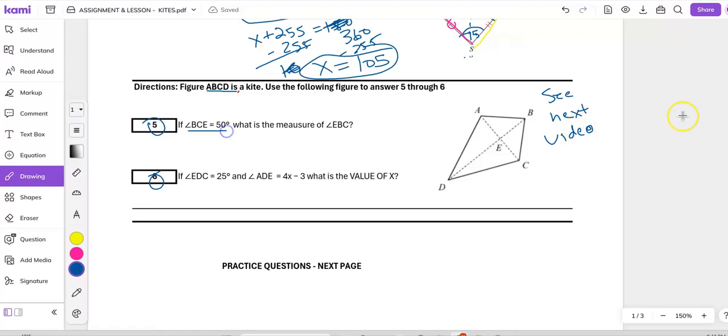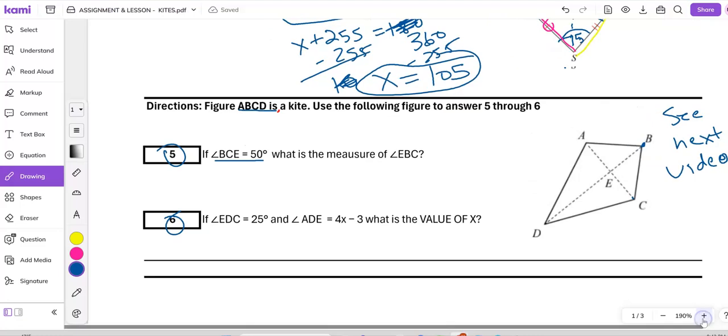First, it says BCE is 50. So what's BCE? BCE is from here to here to here. So let me make this bigger for us. So it's saying this angle right here, BCE, is 50 degrees, okay? And they're looking for EBC. So that's going to be that one right there, okay? So that's what we're looking for.